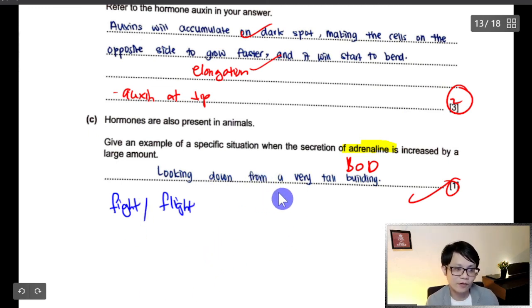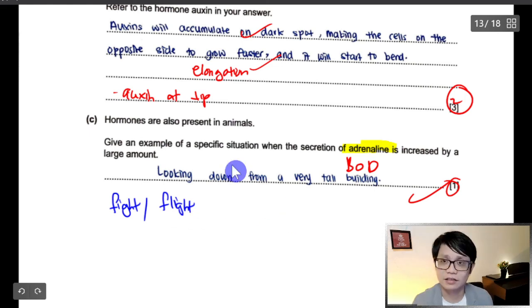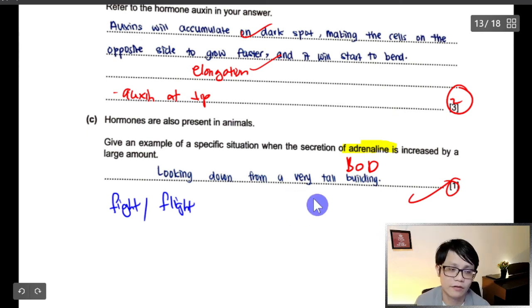But looking down from a very tall building is also an example. I put BOD, benefit of doubt, because some people's heartbeat gets faster due to adrenaline, but I don't know whether this is a good example or not. I live on the 8th floor and when I look down from my tall building, I'm not feeling scared. Some people are scared of tall buildings, some are not.